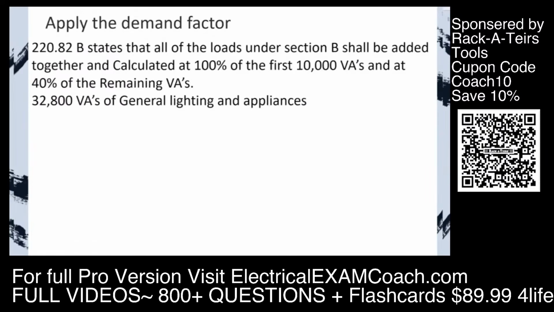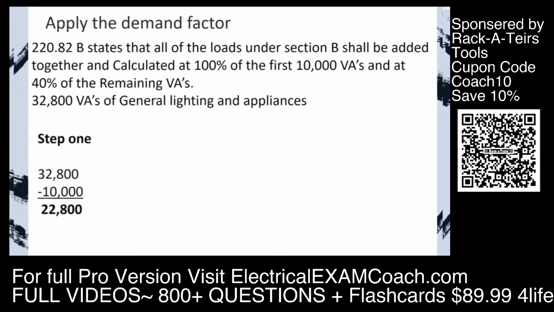Now that we've learned to take our 3 VAs per square foot and our 4,500, and then to take the nameplate of all the appliances, let's learn how to apply the demand factor to this portion of the calculation. It's super simple. You just total all that up and then apply 1 general demand factor. Let's get to it. Let's imagine we have this imaginary load of 32.8 of general lighting and appliances.